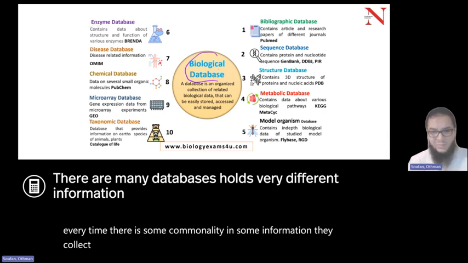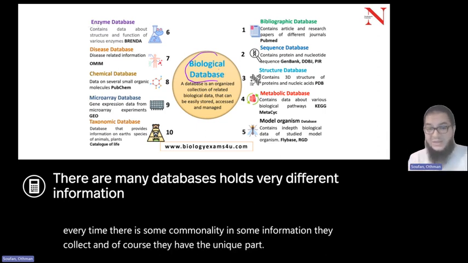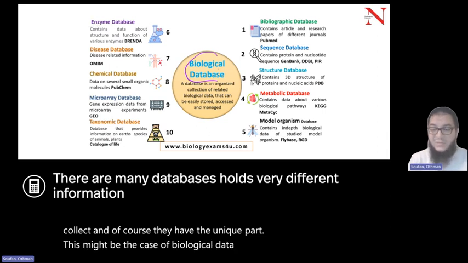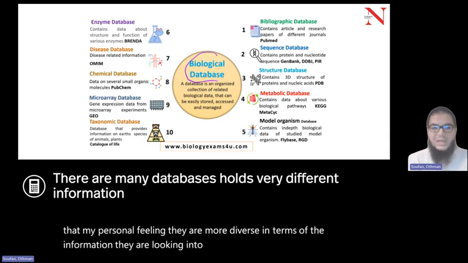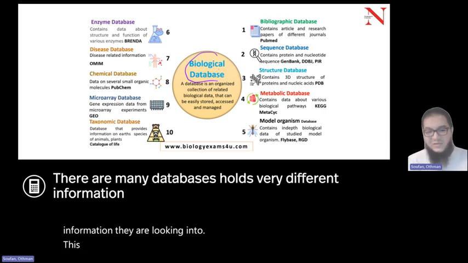And of course, they have the unique part. This might be the case in biological databases, but I would say that my personal feeling, they are more diverse in terms of the information they're looking into. This is a reflection of the complexity that we're dealing with.